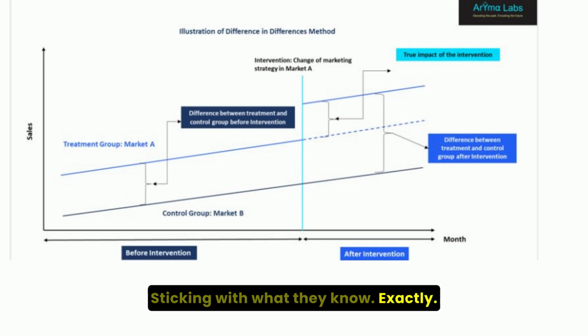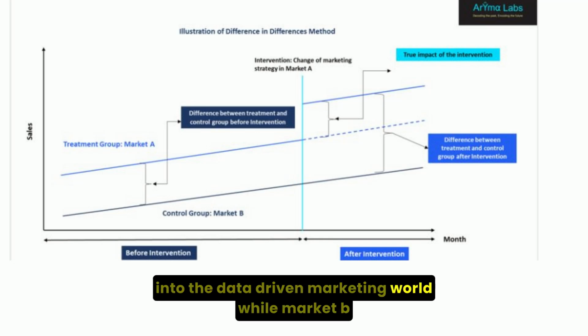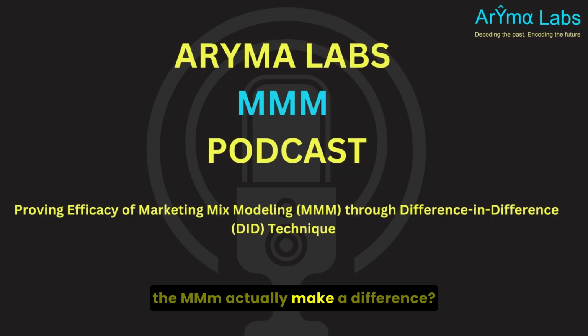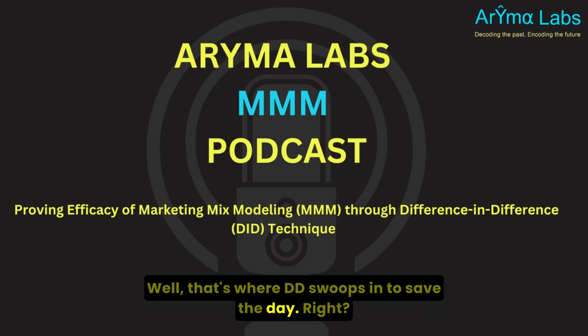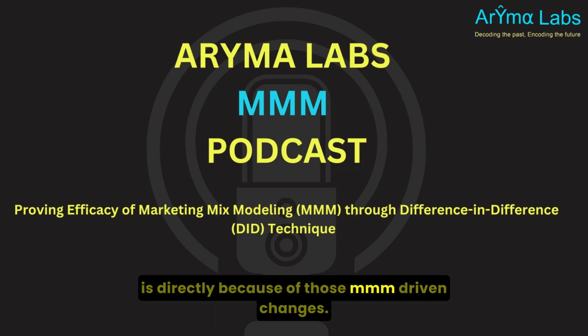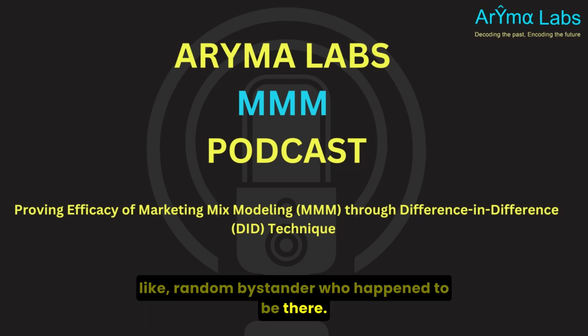Sticking with what they know. Exactly. No fancy MMM algorithms for them. So Market A is our guinea pig, bravely venturing into the data-driven marketing world, while Market B plays it safe as our control group. Suspense is killing me. Did those extra dollars guided by the MMM actually make a difference? Well, that's where DID swoops in to save the day. Remember, it's not enough to see if Market A's sales went up. We need to be sure that any increase is directly because of those MMM-driven changes. So it's about making sure that MMM is the hero of the story, not just some random bystander who happened to be there. Exactly.